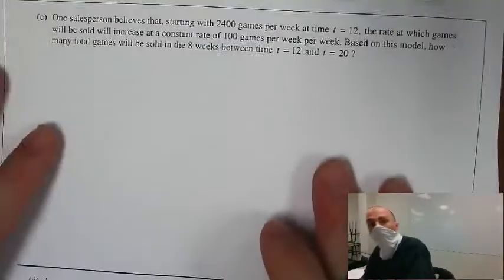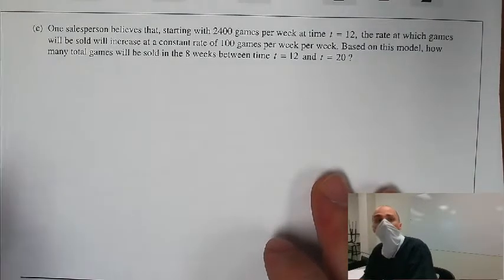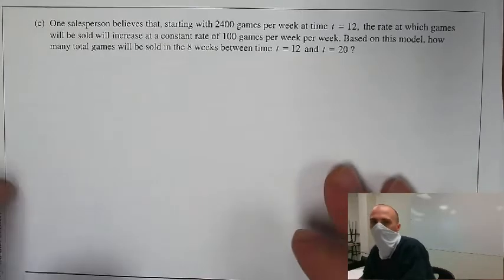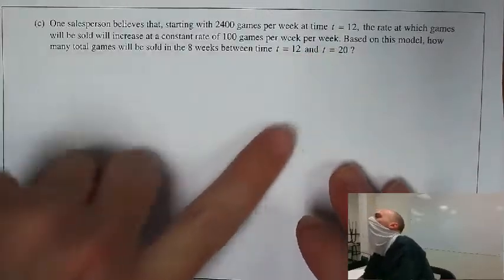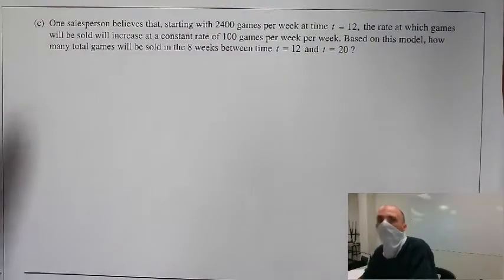Okay, here it is. One salesperson believes that starting with 2,400 games per week at time t equals 12, the rate at which games will be sold will increase at a constant rate of 100 games per week. Based on this model, how many total games will be sold in the 8 weeks between time t equals 12 and t equals 20? There's two ways you can do this situation. Either way, you have to cook up your own function.